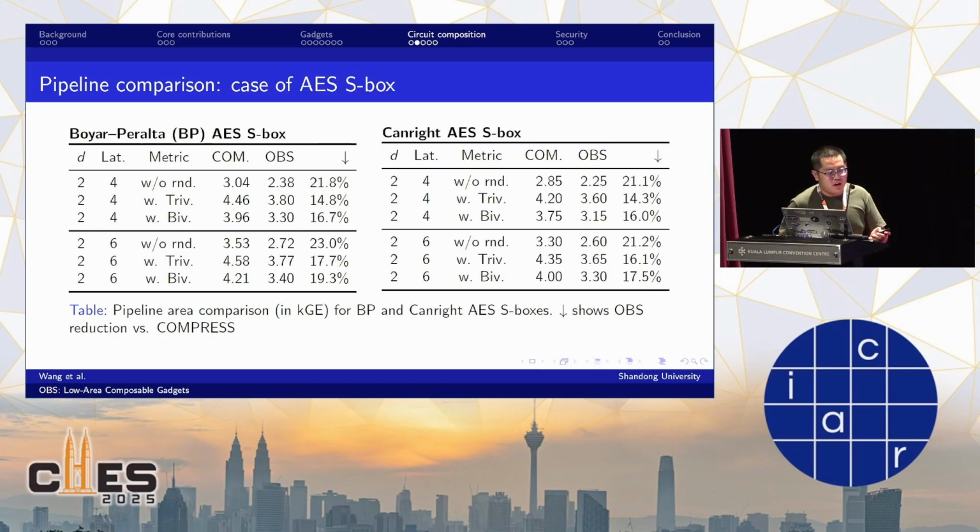So after this design, we use the BP and Canright AES S-box to evaluate our new schemes with multiple PRNG settings. We can see that our scheme can reduce some area.